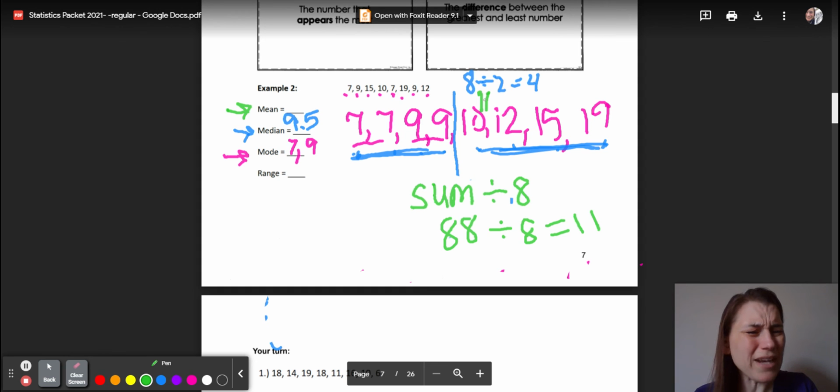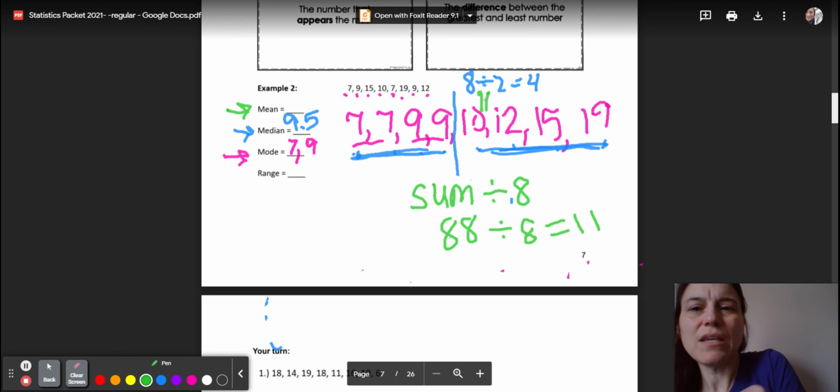Why is it shifted all the way towards the right? Well, that's because 19 is so big. And there's ways of analyzing data to understand why it's skewed. We're not going to worry about that today, though. We're just going to worry about calculating it. Okay, so we find the mean. It's 11.